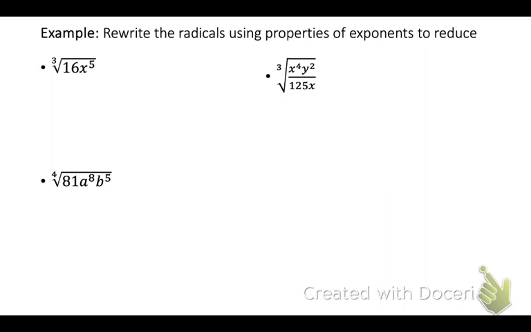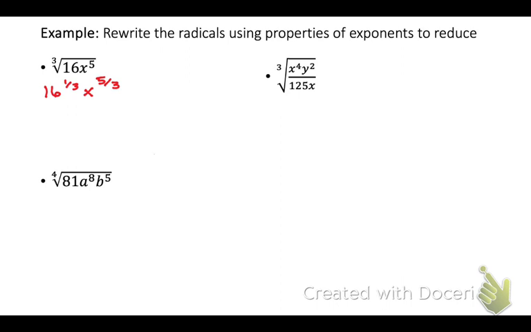Okay, so rewrite the radicals using properties of exponents to reduce. 16x to the 5. So it's going to be 16 to the what power? No, 16 isn't to the 5/3. Is it 1/3? 1/3. Why is 16 to the 1/3? Because there's no exponent. Well, there is. It's a 1, right? And x to the 5/3. 5/3. Okay.